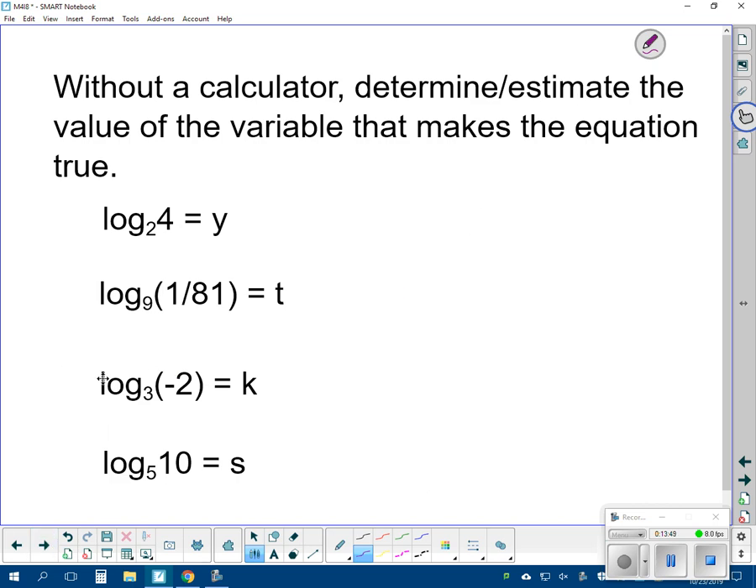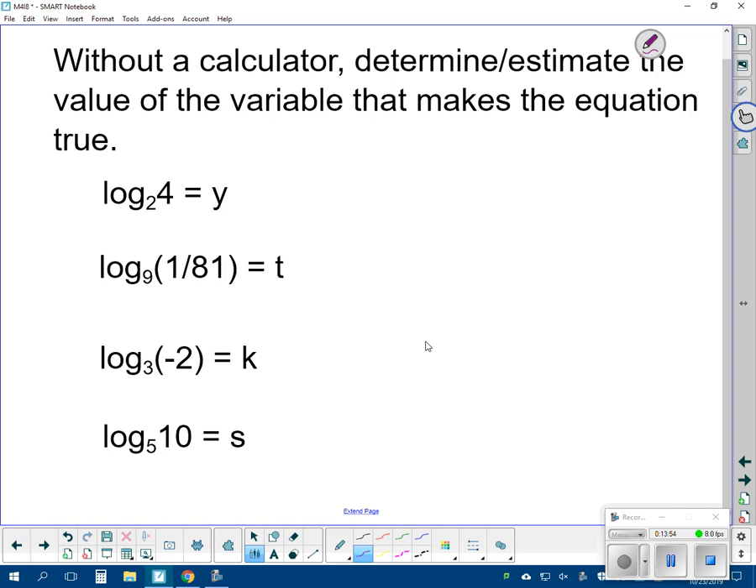All right, so without a calculator, let's see if we can figure these problems out. In order to do this first problem, it's probably going to be beneficial, since we're not using a calculator, to change it into exponential form. So what is the base of my exponent? What's the exponent? And I'm equal to 4. So what must y equal? Certainly we could have stuck that in the calculator. That would have been easy enough. But you can also do logs, if they're nice, simple numbers, with some mental math.